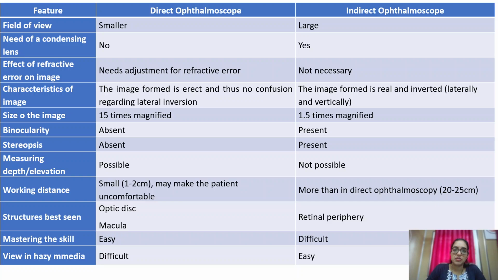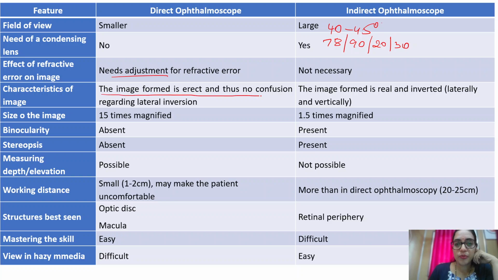So what are the differences between direct and indirect ophthalmoscopy? The field of view is smaller in direct ophthalmoscopy, whereas in indirect you get a very large field. It's 40 to 45 degrees. The need of condensing lens: no for direct, but for indirect you need a condensing lens, either 78D or 90D or a 20D or a 30D. Indirect here includes both slit lamp and the indirect ophthalmoscope. For a refractive error of the patient, you have to do some adjustments within the direct ophthalmoscope, which is not necessary in indirect ophthalmoscope.